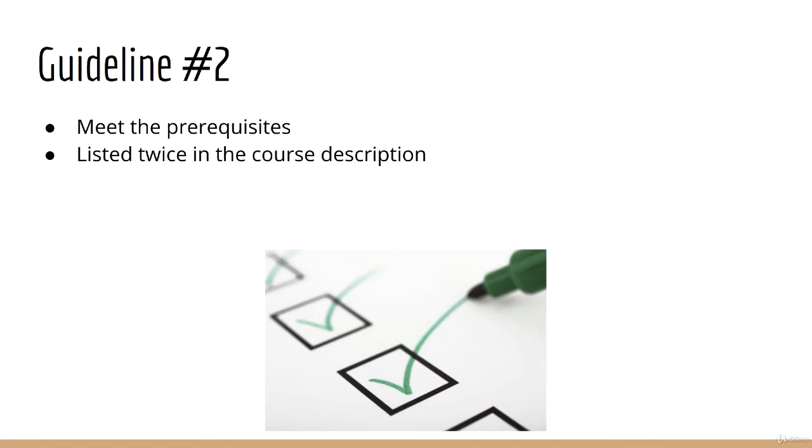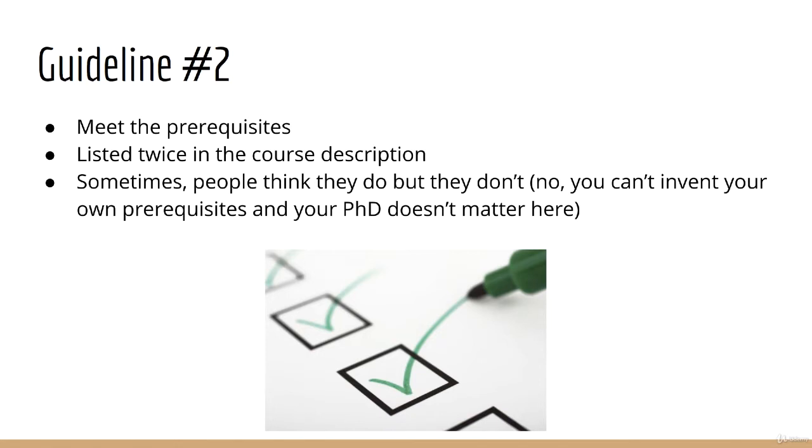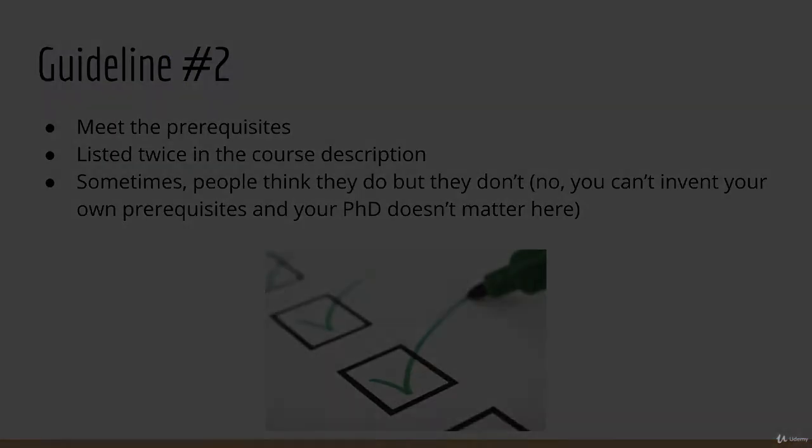So if you ever have a question like, what's this weird math symbol? Or what does this word mean? Or what does this line of Python code do? You should double and triple check that you meet the prerequisites. Sometimes students think they do when they really don't. For example, someone might say, yes, well, I have a PhD in economics. Nope, sorry, you do not get to invent your own prerequisites. The prerequisites have been listed clearly, and it's your job to follow them.